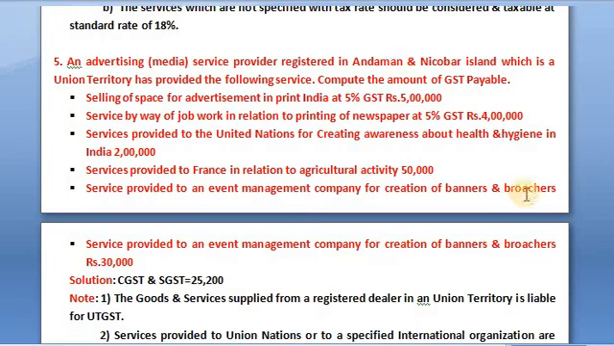Here do not apply CGST and SGST, because Andaman Nicobar is a union territory, they go for sharing with the state and union territory. CGST and UTGST, Union Territory Goods and Services Tax. Clear? So you have to take 2 columns. So here it has to be UTGST. CGST and UTGST, it will be 25,200 each.